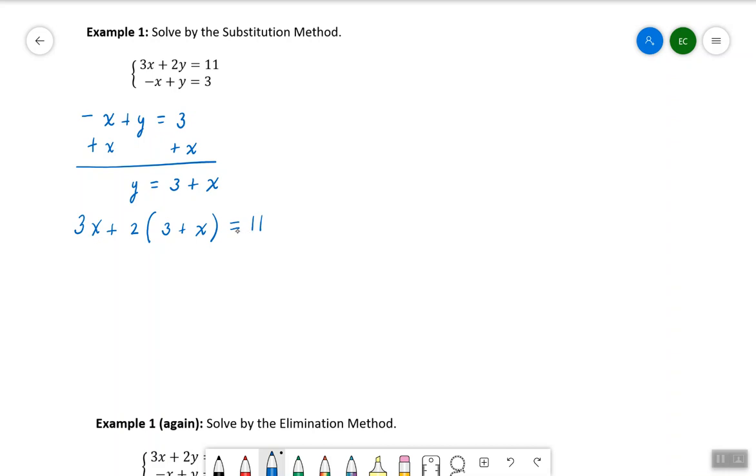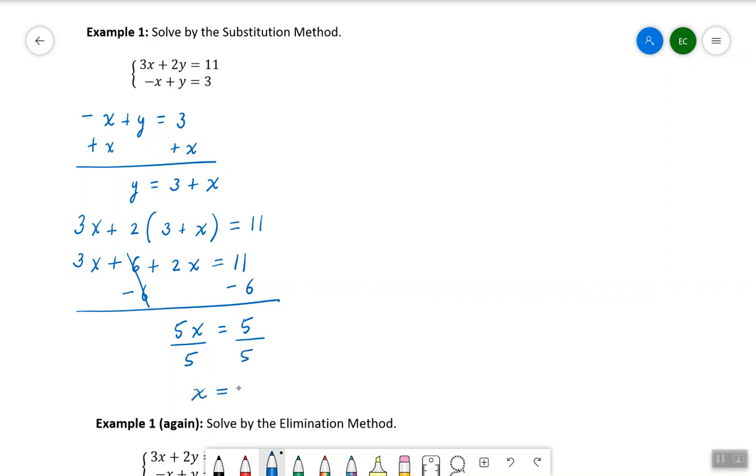And notice now we have an equation that only has one variable in it, the variable x. And so we can solve for x and we can have part of our final answer. So let's go ahead and solve for x. We're going to use the distributive property to get 6 plus 2x equals 11. And then if we subtract 6 on both sides, we'll get 5 on the right. And then on the left side, we have 3x plus 2x. So we can just go ahead and write that as 5x. And then if we divide by 5, we get x is equal to 1.